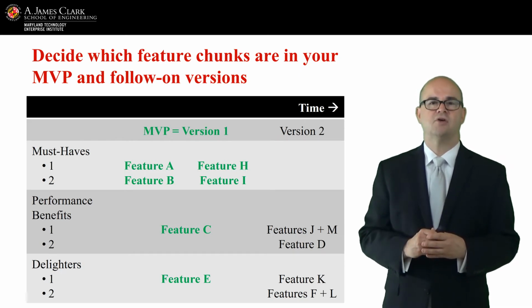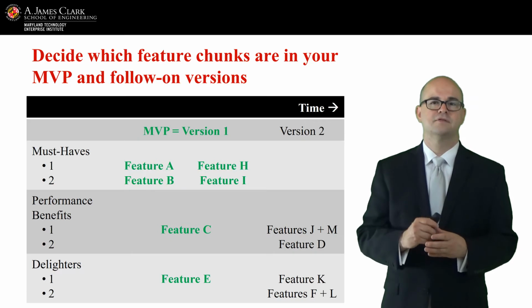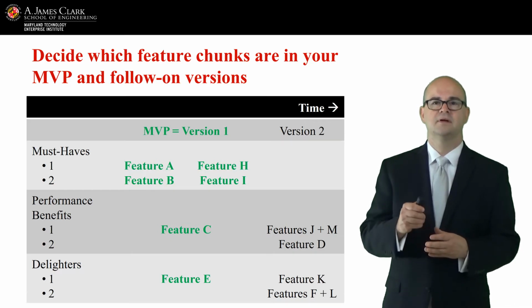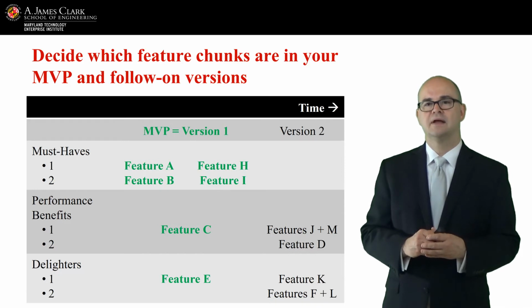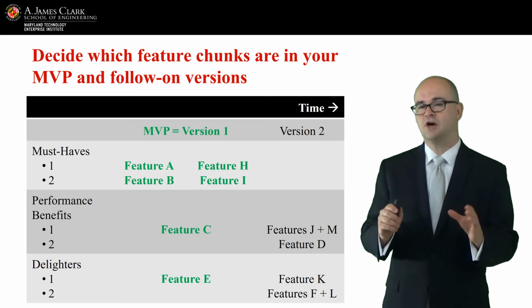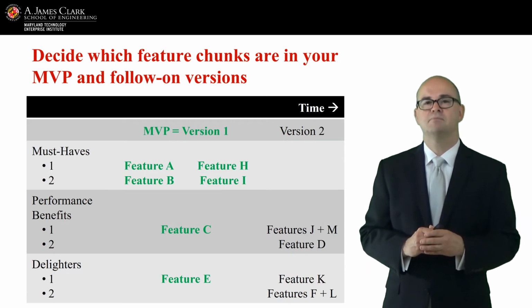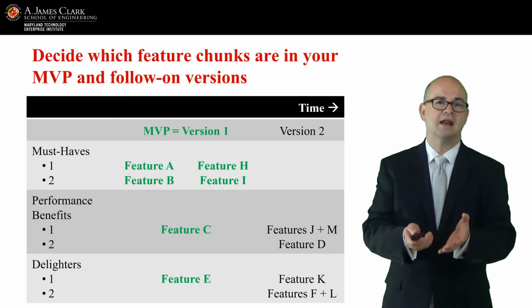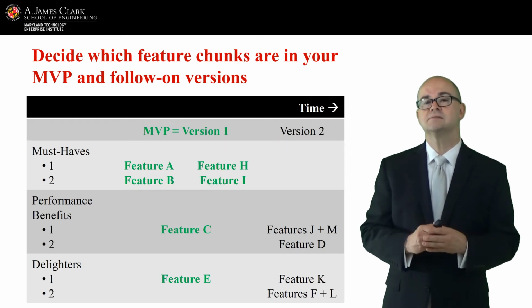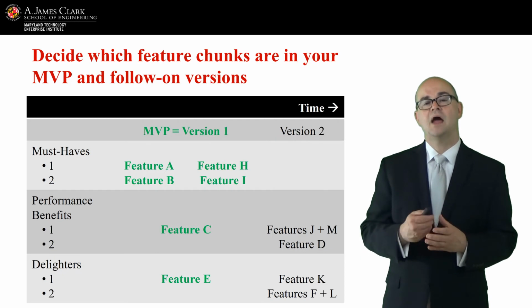In the second scenario, we have feature C, that's performance benefit 1. And then we have a delighter. Again, that's not the ultimate product we have in mind, but it's enough in this scenario that we think it's viable, that we can get it out into the market and begin getting some feedback and see how people feel about it.